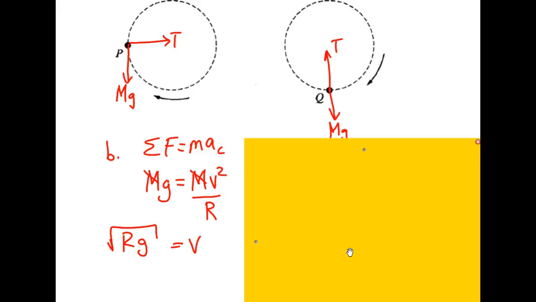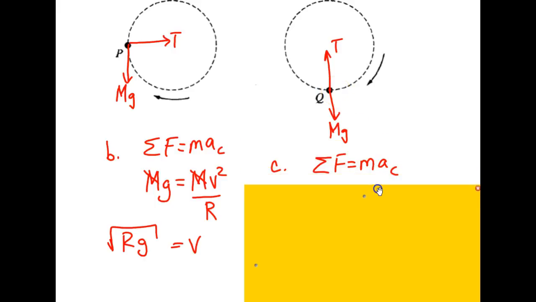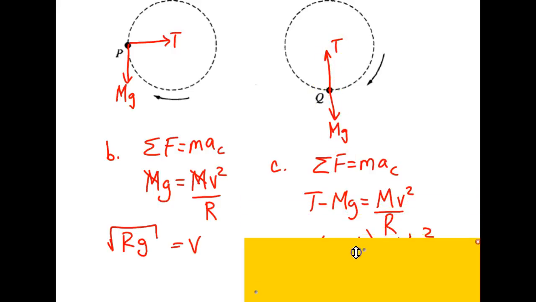C, the maximum tension the string can have without breaking is T max. Derive an expression for V max, the maximum speed the ball can have at point Q, bottom of the swing, without breaking the string. Well, again, we're doing another Newton's second law. Sigma F equals ma, still accelerating. This time, the summation would be T towards the center of the circle minus big mg, which is away from the center of the circle, equals big M v squared over R.